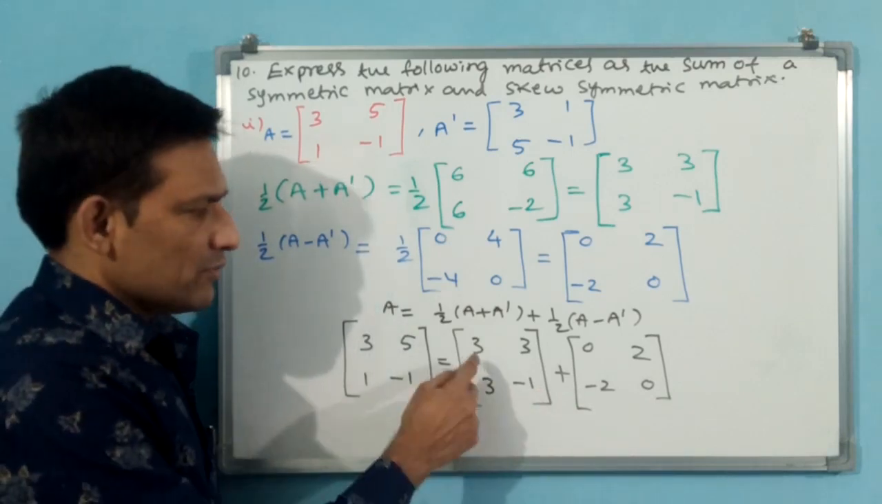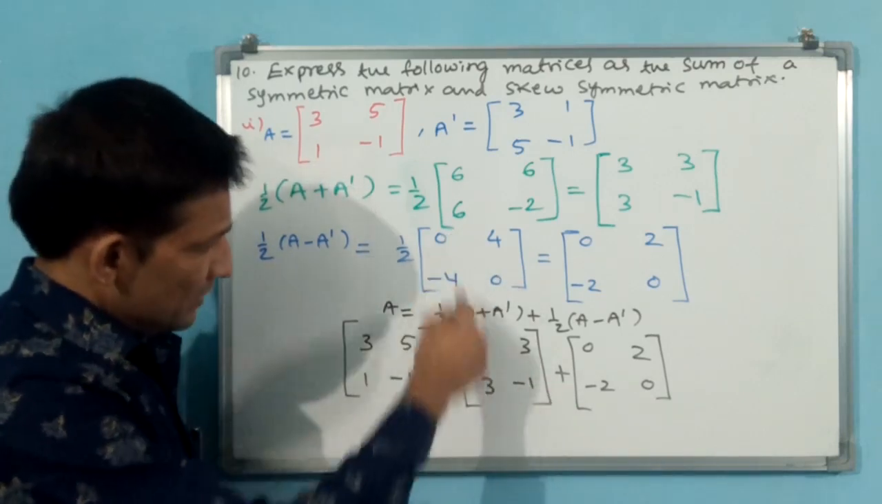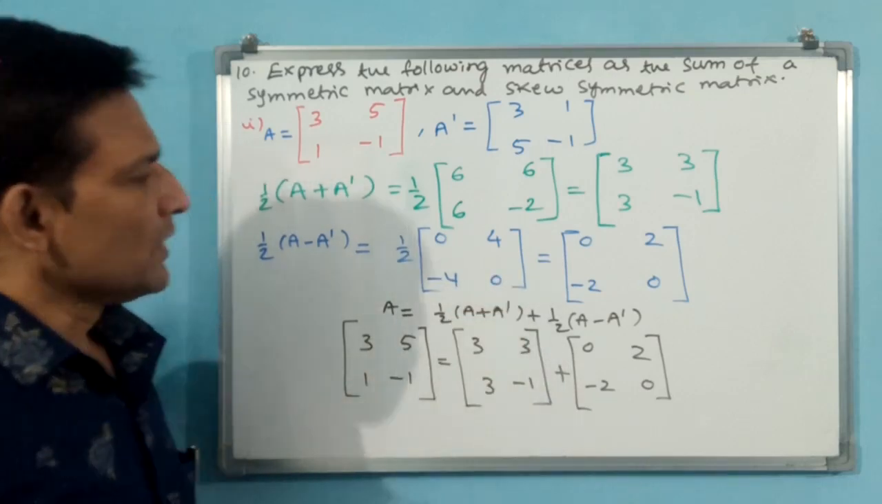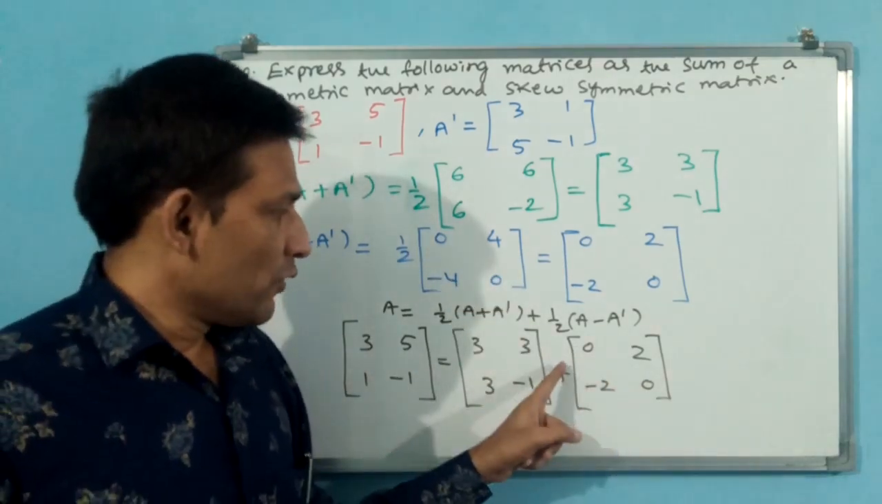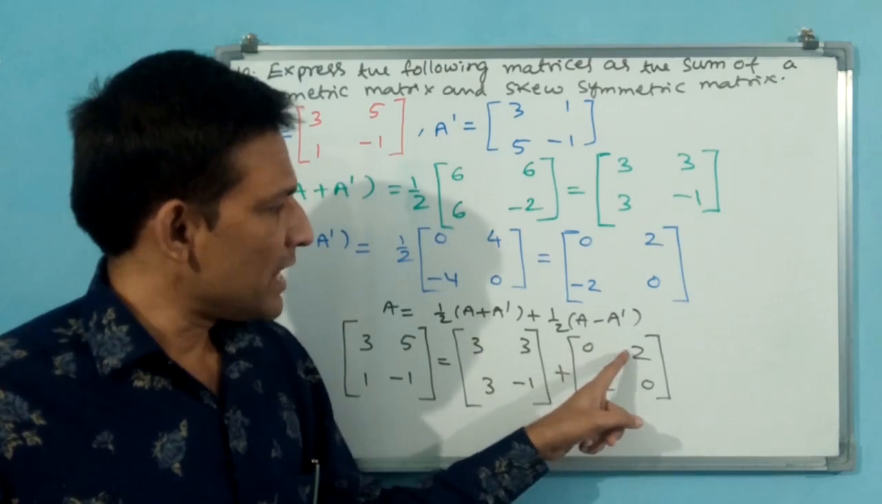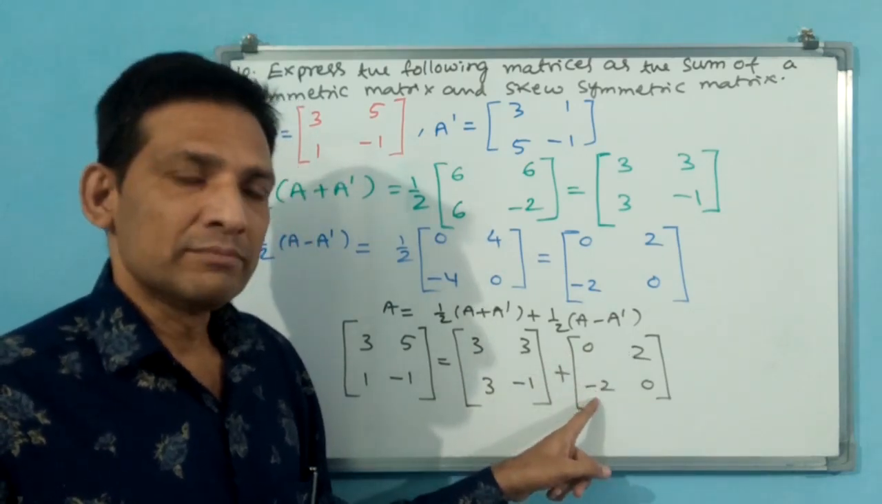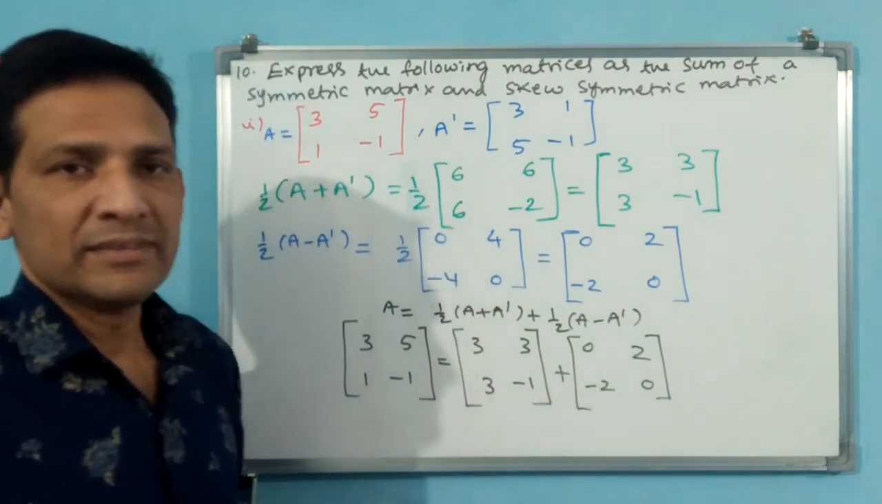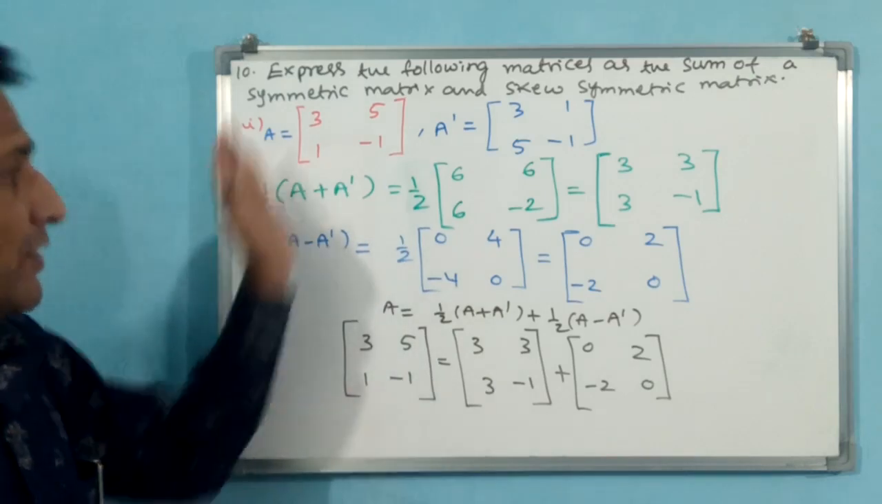This is a symmetric matrix. You see 3, 3, 3, minus 1; 3, 3, 3, minus 1. This is a skew symmetric matrix. If you multiply with minus 1, then minus 2, plus 2 is going to come. That means minus A. Okay. In this way you can do.